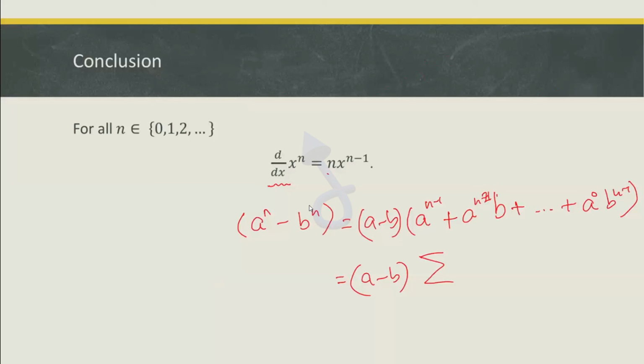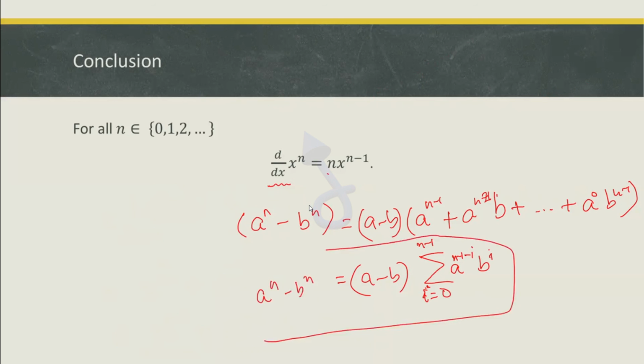Or, sulat lang natin ng mas malinis, yan ay sum from i equals 0 to n minus 1 of b to the i a to the n minus 1 minus i. So ito yung key sa ating proof, itong identity na to. Kung gusto natin yan i-prove, may separate video siguro tayo dyan.